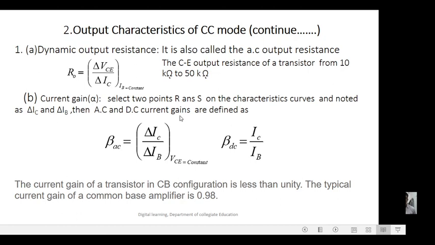Then AC and DC current gains are defined as beta AC equals delta IC by delta IB, with VCE constant. Here the current gain beta DC equals IC by IB. The current gain of a transistor in CB configuration is less than unity. The typical current gain of a common base amplifier is 0.98.